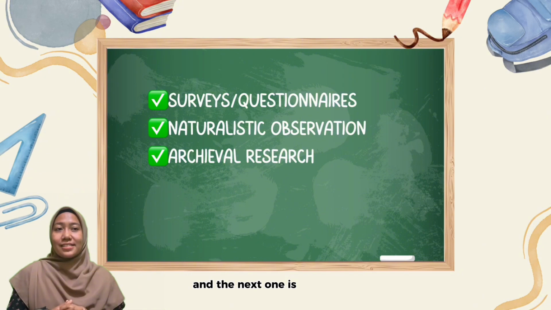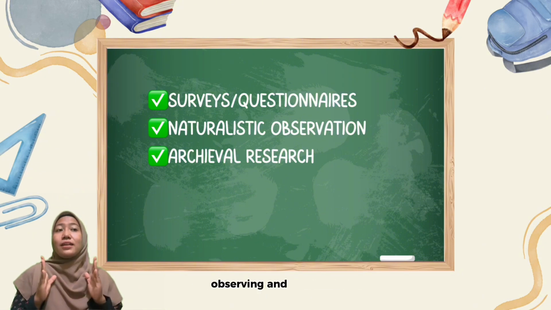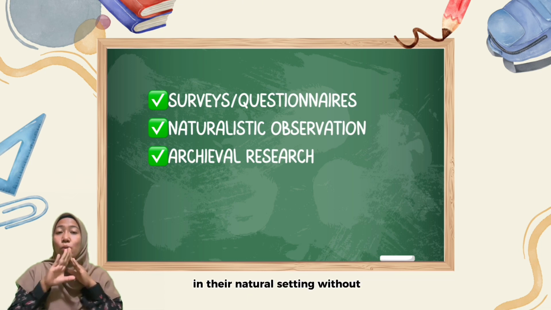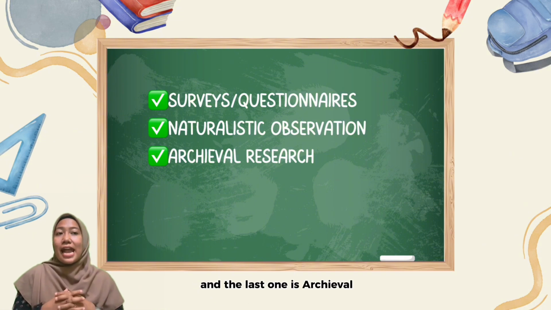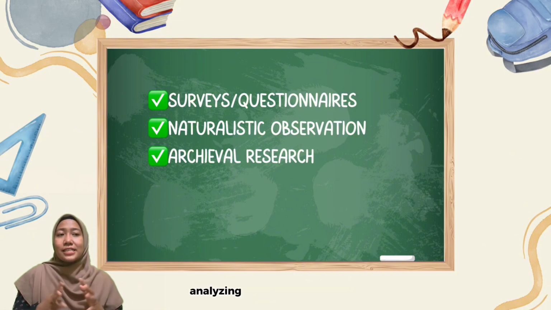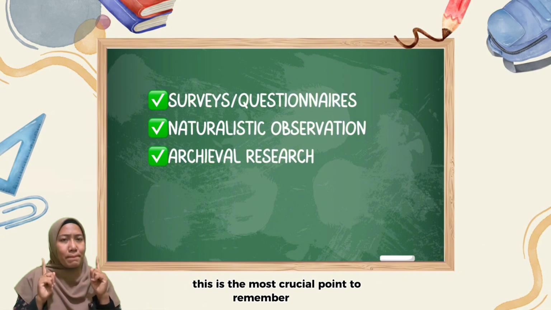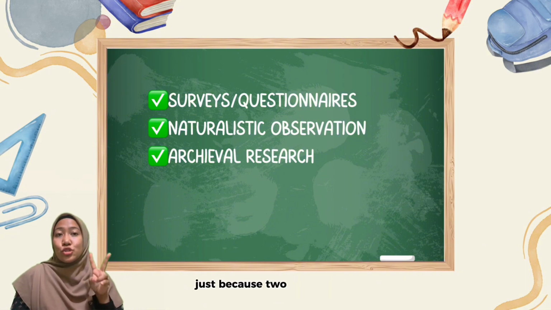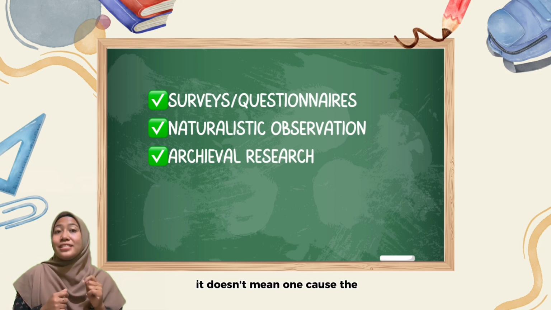And the next one is naturalistic observation. Observing and recording behaviors in their natural setting without interference. And the last one is archival research, analyzing existing data or records. This is the most crucial point to remember about correlational studies. Just because two variables are related, it doesn't mean one causes the other.